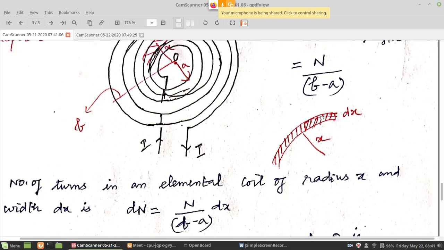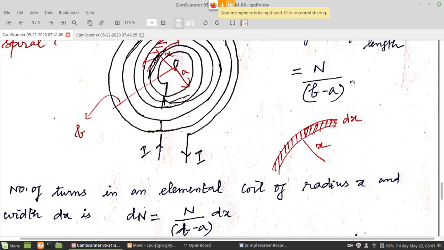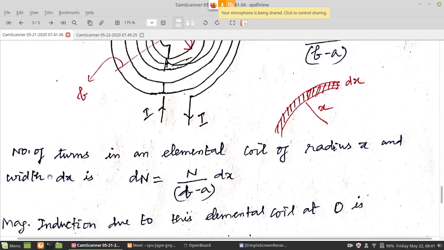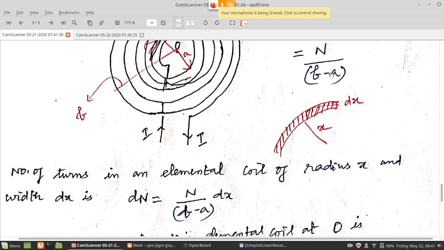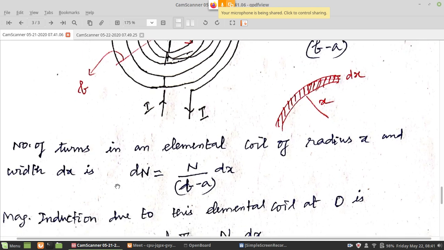రైట్. ఇక్కడ ఆల్రెడీ మనకు n divided by b minus a ఈజ్ ద నంబర్ ఆఫ్ టర్న్స్ పర్ యూనిట్ రేడియల్ లెంత్. రేడియల్ లెంత్ అంటే సెంటర్ నుంచి వచ్చే లెంత్ కాబట్టి b minus a అది. సో ఈ స్మాల్ సెగ్మెంట్లో ఎన్ని టర్న్స్ ఉంటాయి అలా అయితే? Total turn density is n divided by b minus a, and the distance is dx, so I have to multiply that. So the number of turns in that elemental coil is n divided by b minus a into dx, that is the distance, so that I am multiplying here.